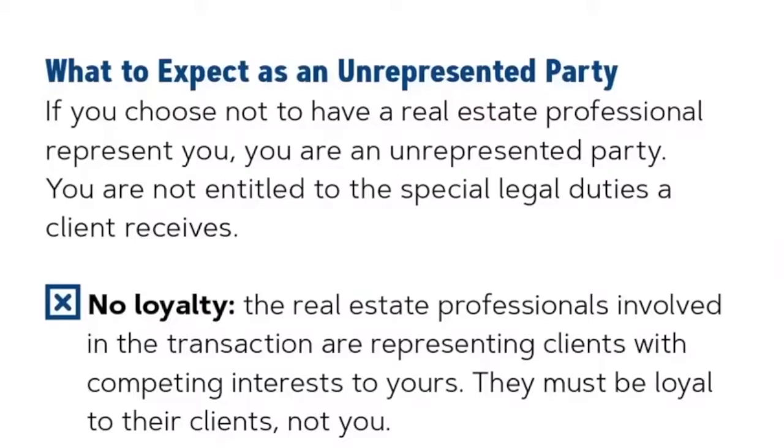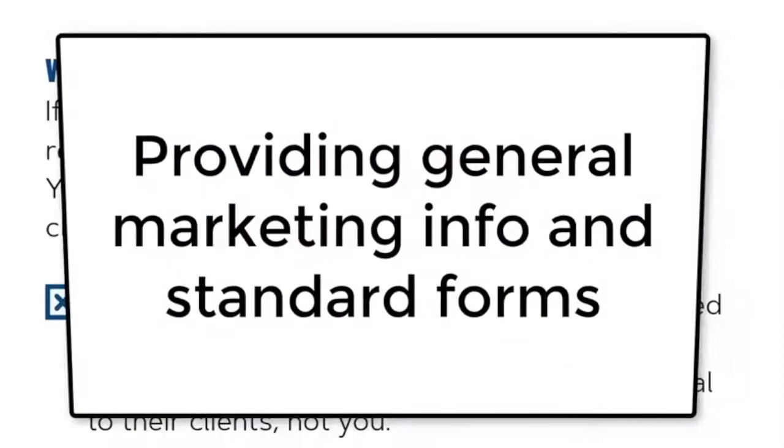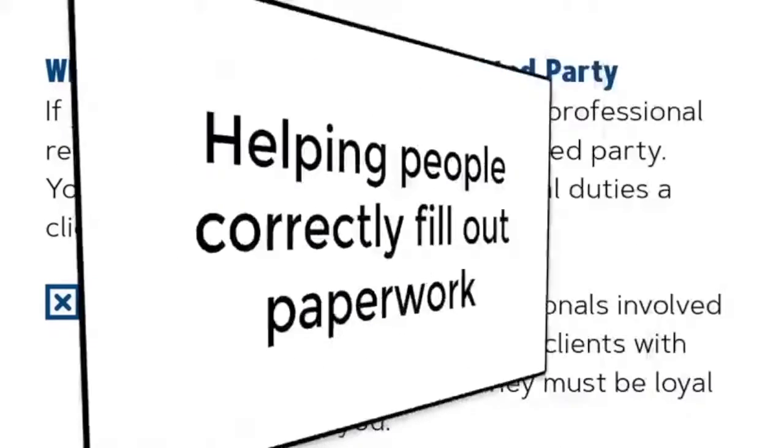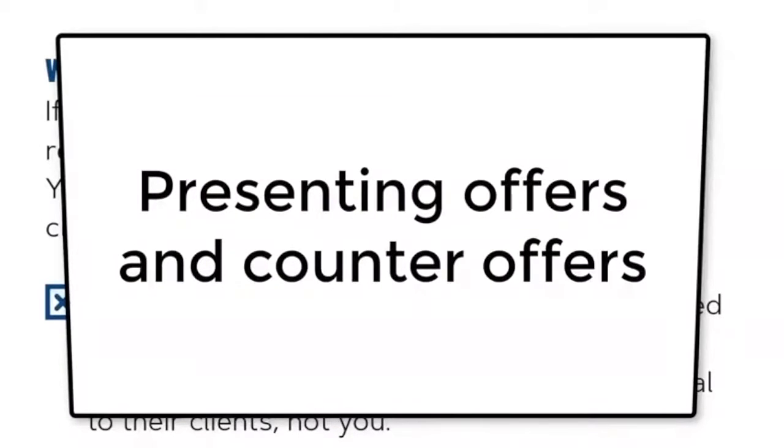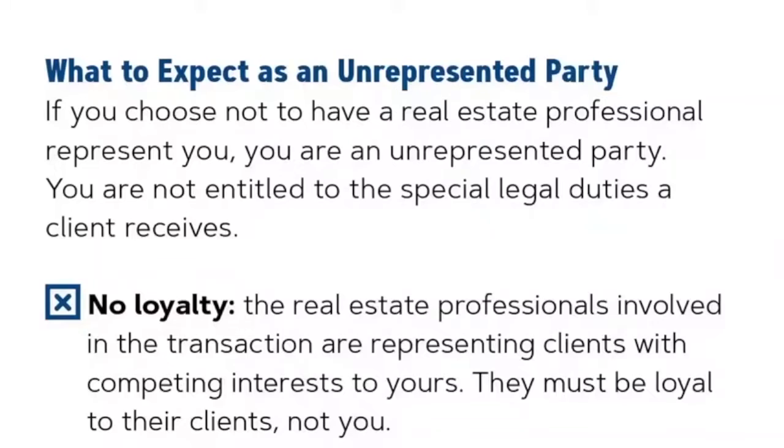An unrepresented consumer will have no agency relationship with the licensee, which means your realtor is not working on your behalf in the transaction. Your realtor may still provide some limited trading services, which include providing general market information and standard forms, helping people to correctly fill out paperwork, and presenting offers and counteroffers. But they cannot offer any advice.